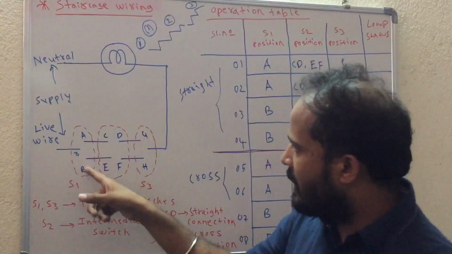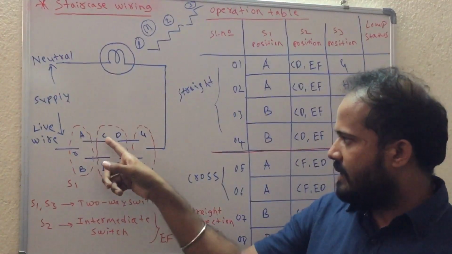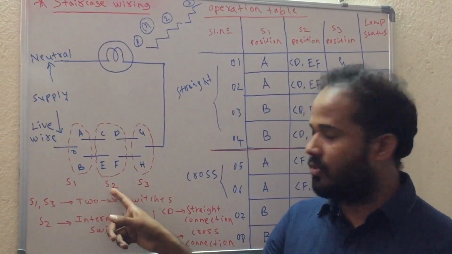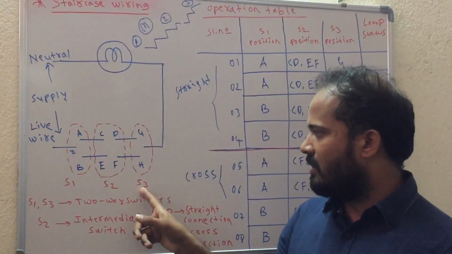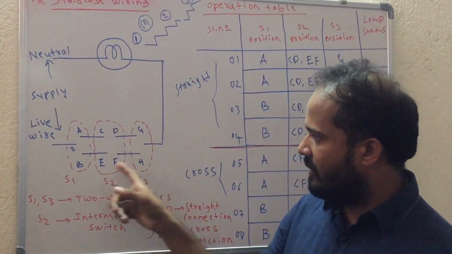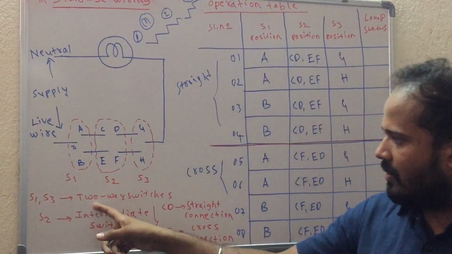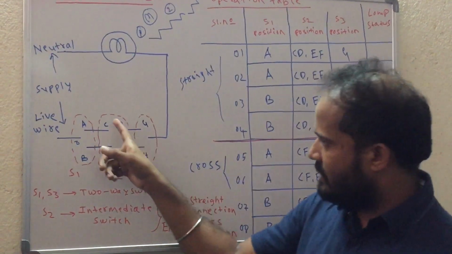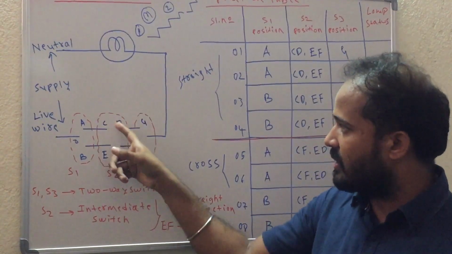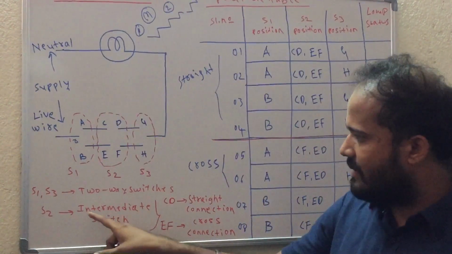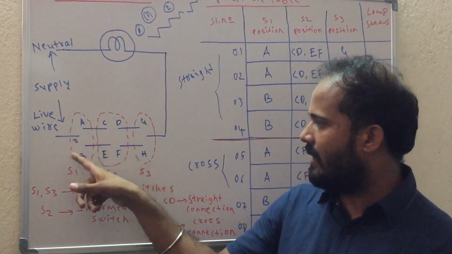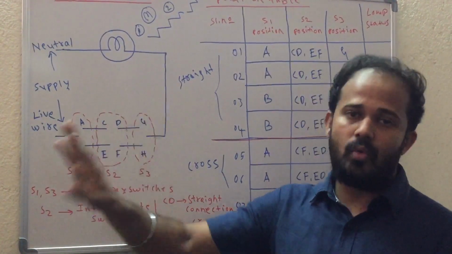Initially, A and B are the terminals of switch S1. C, D, E, F: four terminals are there for switch S2. G and H are the terminals of switch S3. S1 and S3 you are already familiar with. These S1 and S3 are called two-way switches, whereas this switch S2 has four terminals. This particular switch we call an intermediate switch. S2 is an intermediate switch, whereas S1 and S3 are two-way switches.